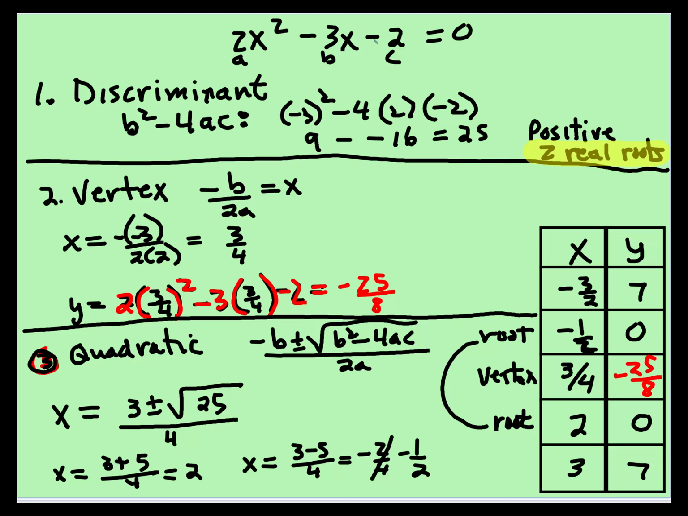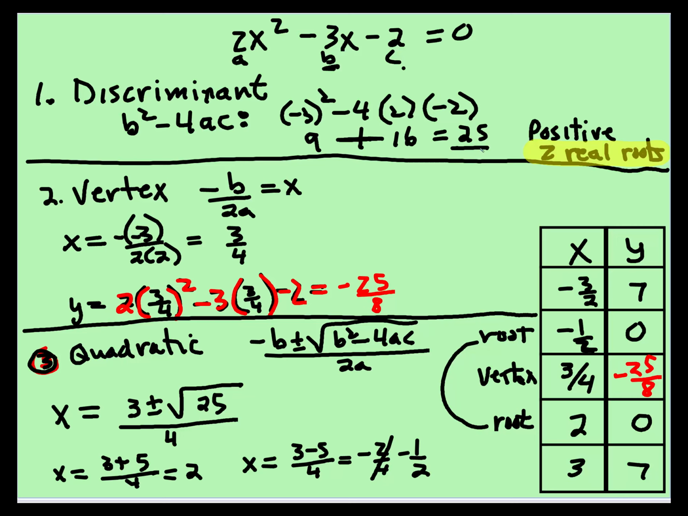2x squared minus 3x minus 2 is equal to 0. So you have your a, your b, your c. First thing I want you to do is find the discriminant. So b squared minus 4ac, we plug all that in, we get 25. Negative 3 squared, subtract 4 times 2, which is the a value, negative 2 times the c value. Subtract a negative is like adding a positive, so 9 plus 16. Remember, negative 3 squared, negative times negative is a positive.